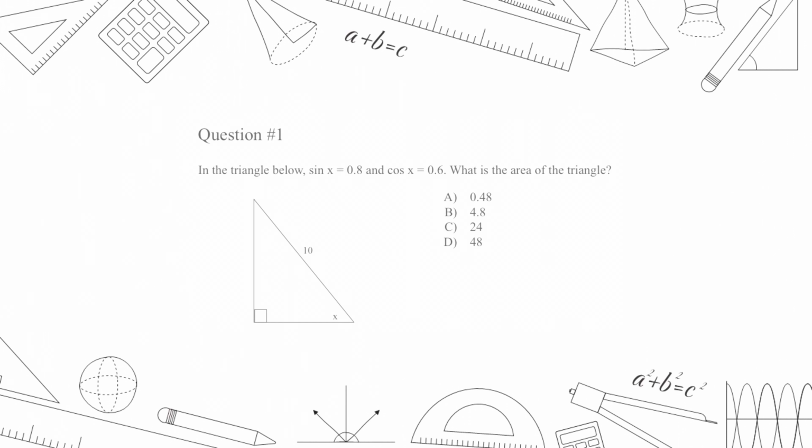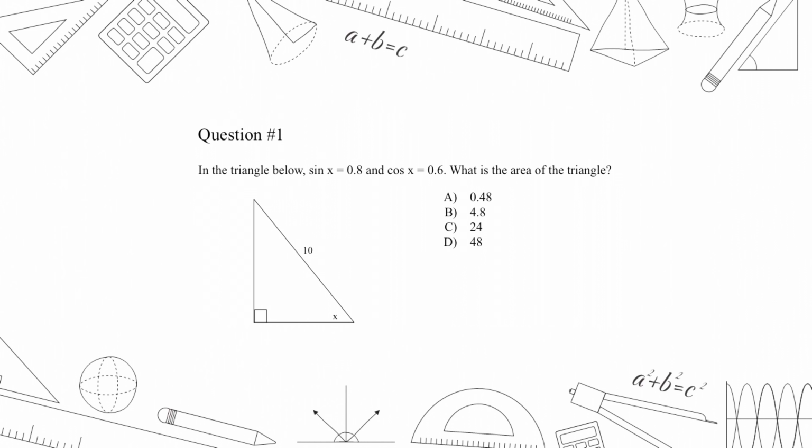The first question that we're going to cover today is: in the triangle below, sine x is given as 0.8 and cosine x is given as 0.6, and the question is, what is the area of the triangle? Answer A, 0.48, B, 4.8, C, 24, D, 48.